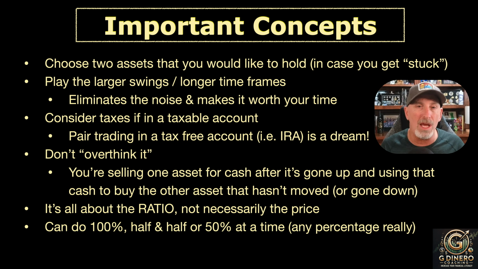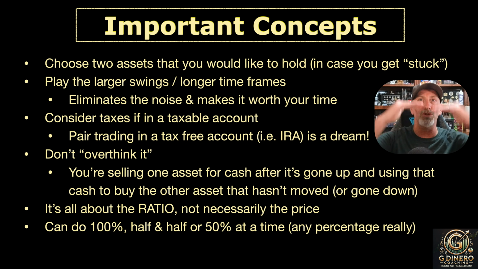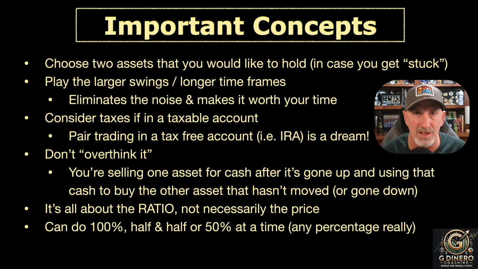You're selling one asset for cash after it's gone up, and you're using that cash to buy the other asset that hasn't moved or that's gone down in the meantime. So literally in a perfect world, you're looking for assets that are inversely correlated, right? So as MicroStrategy goes up and Tesla goes down, you sell your MicroStrategy for Tesla. As Tesla goes up and MicroStrategy goes down, you sell your Tesla for MicroStrategy, back and forth and back and forth. Does it work out perfectly like that in the real world?